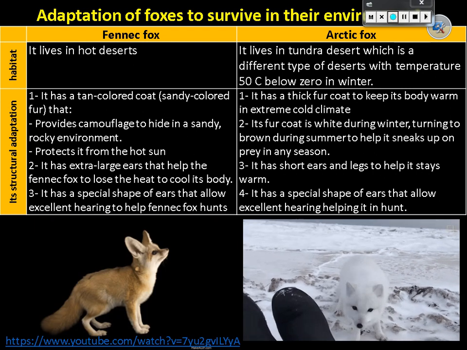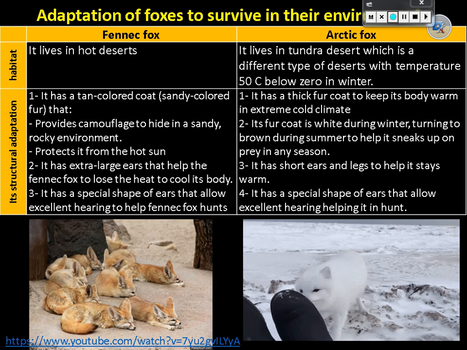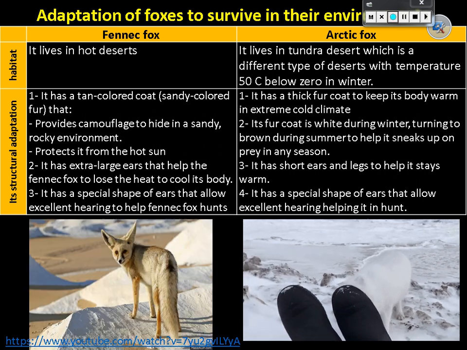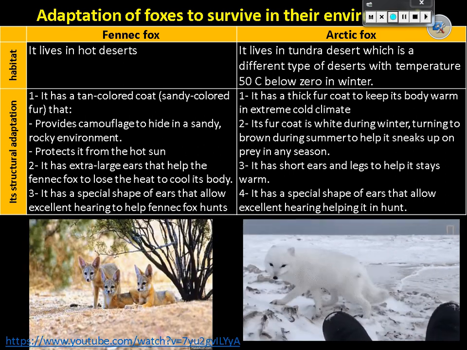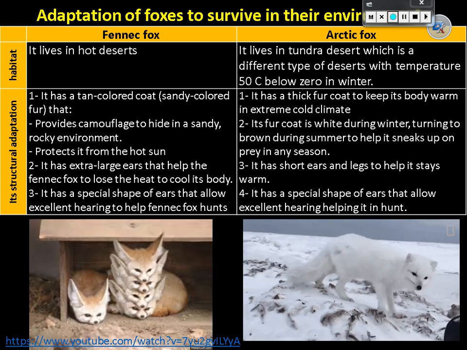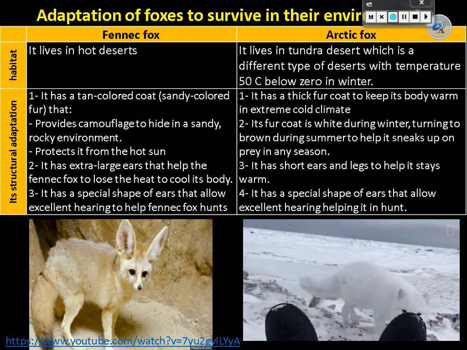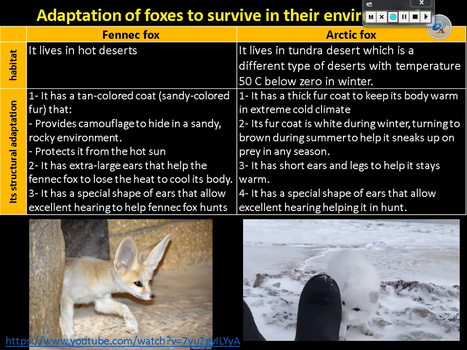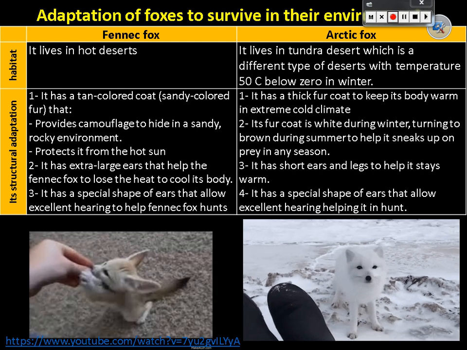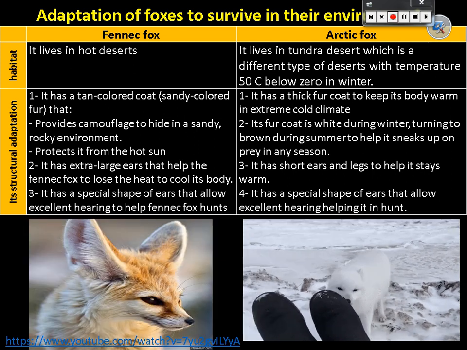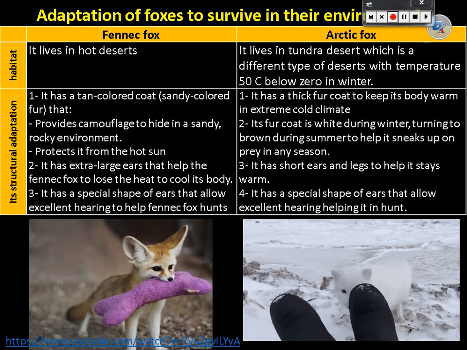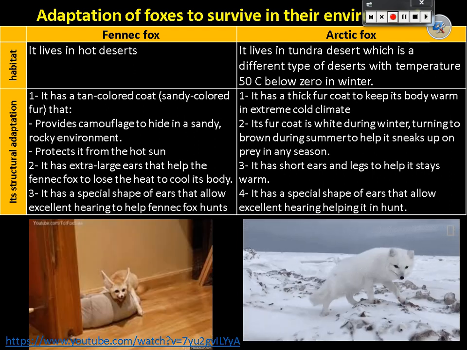According to the season. And it also has short ears and short legs to help it stay warm. We said in the fennec fox the large ears help it to be cool, but the Arctic fox needs to be warm, so the structural adaptation in the Arctic fox is the short ears.